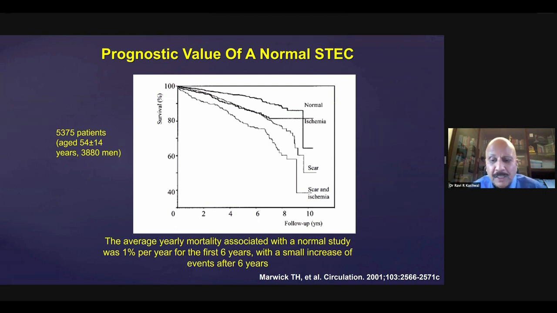So if you look at Tom Marwick's work in Circulation 2001, and if you look at those who have normal response to a stress echocardiogram or have ischemia or have scar and ischemia, the average yearly mortality associated with a normal study was 1% per year for the first 6 years, with a small increase in events after 6 years. And this was not a small study. This was like 5,375 patients aged 54 plus minus 14 years, and a good mix of men and women. So it is not only about identifying, it is also about prognosticating.